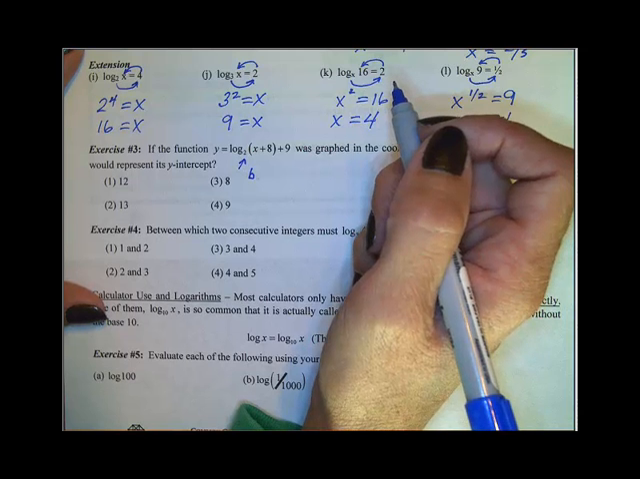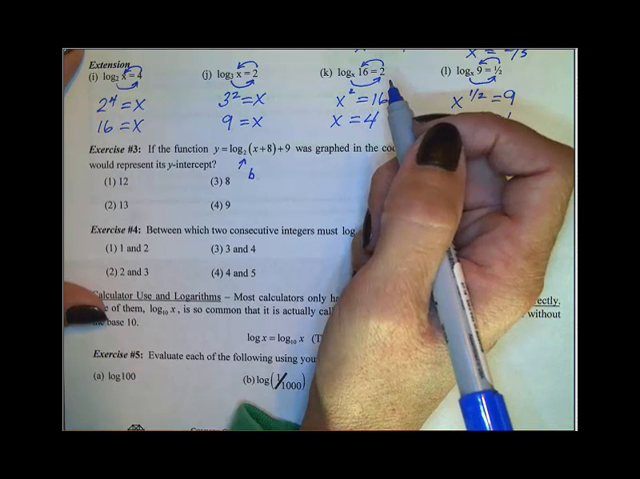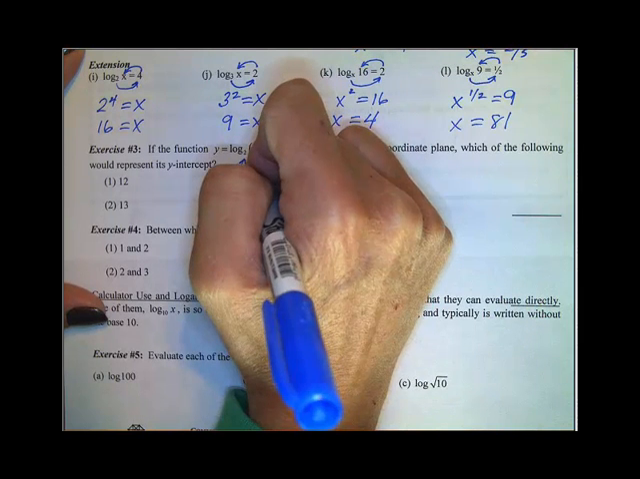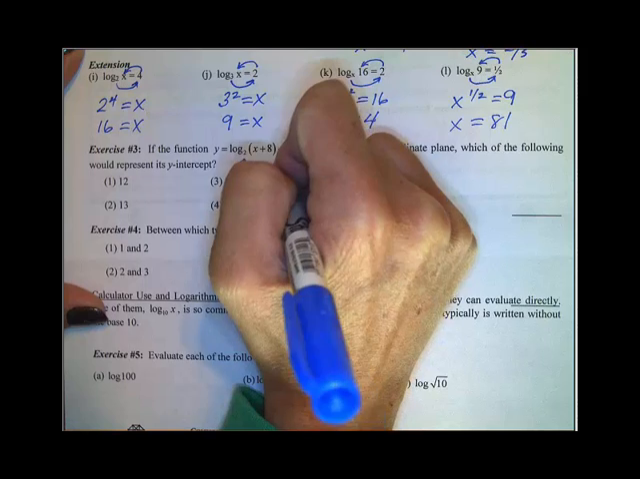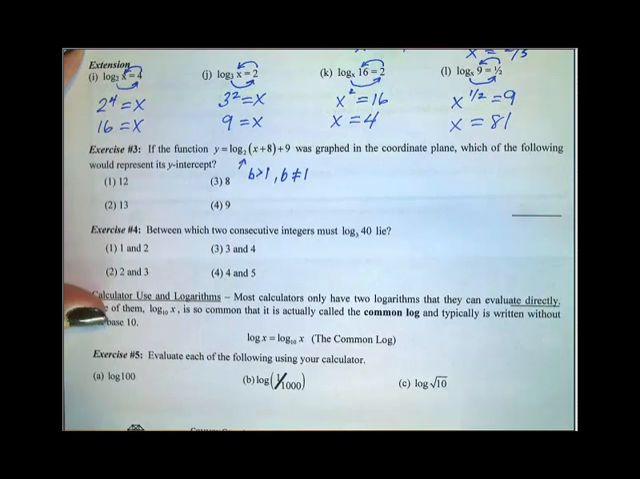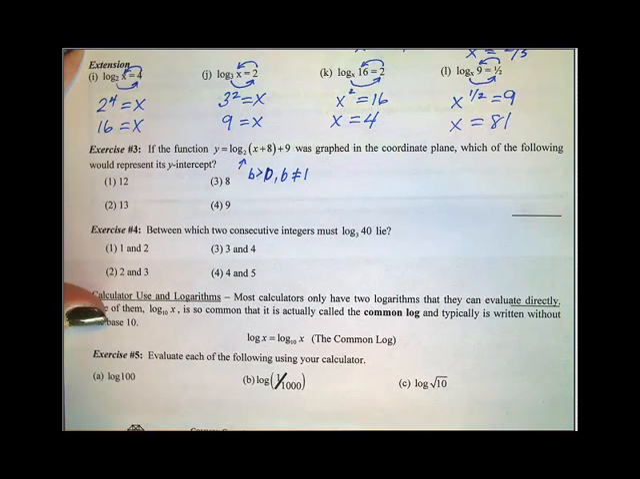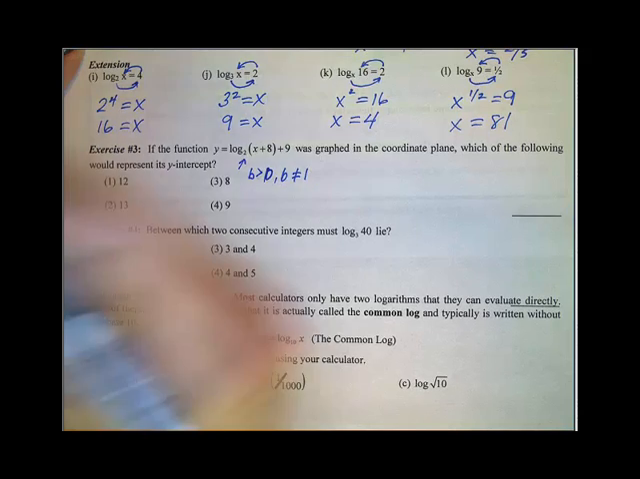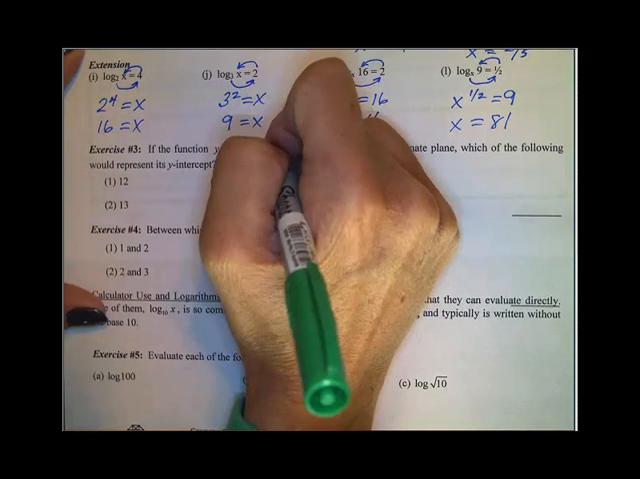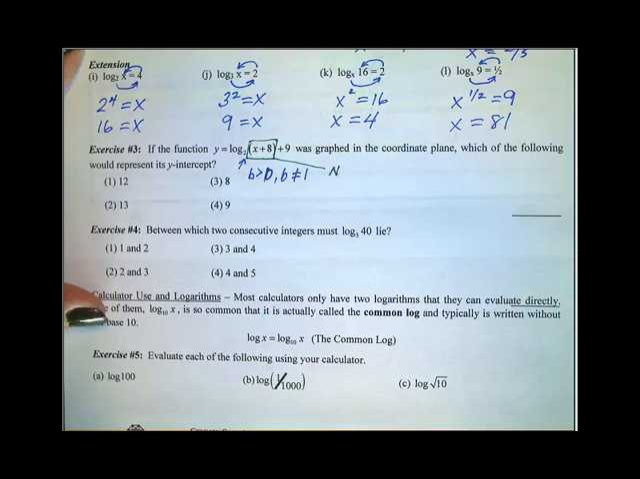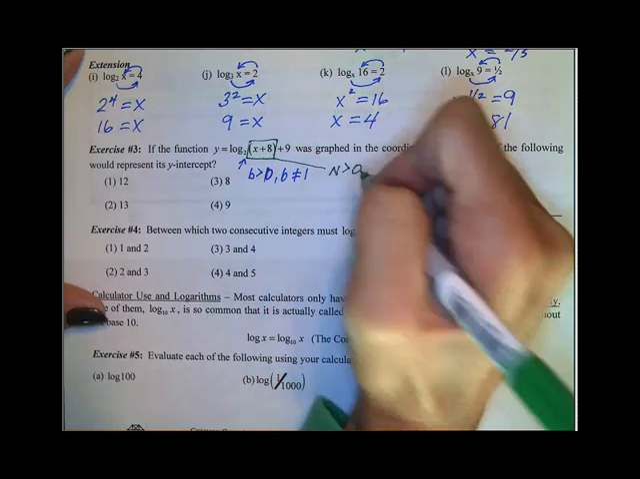So it could be a fraction, and it could be greater than 1. So your base has to be greater than 0, and b cannot equal 1. Now, this thing inside the parentheses, if you look at the top of your page, this is the n. So your n also has to be greater than 0.